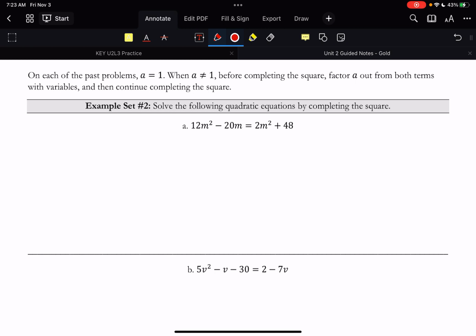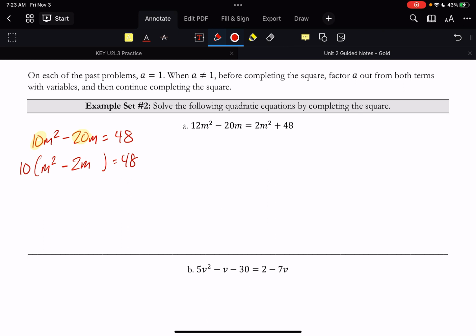So for A, if I subtract 2m squared from both sides, that is going to leave me with 10m squared minus 20m equals 48. So now, again, I see my A value is 10 and my B value is 20. So I can factor 10 out of both of those. That's the greatest common factor that I can pull out. So I want to pull out the greatest whole number, not variable, just the numerical value that I can. So that leaves me 10 times (m squared minus 2m) equals 48.